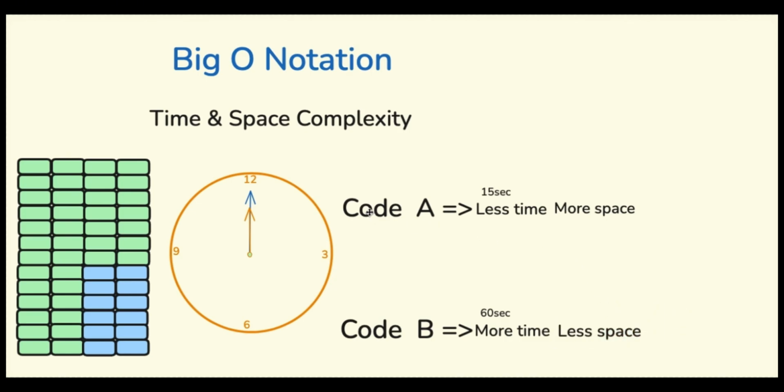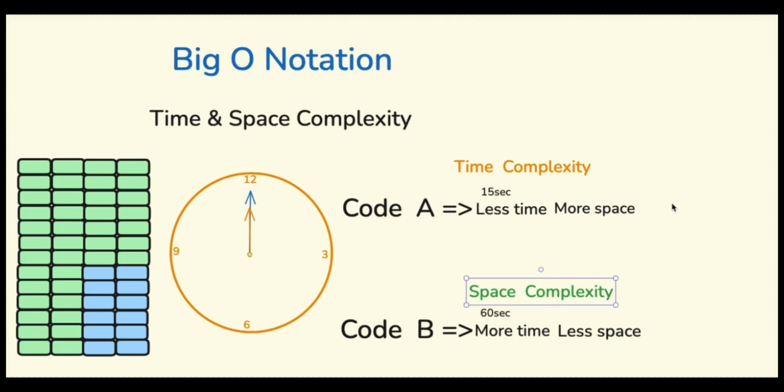So when you look at code A and code B, you can see that code A lays more emphasis on time because it's faster, right? So we could say that this is time complexity. While code B lays more emphasis on space. The space is less, but it takes more time to run. So we could say that this is space complexity, right?